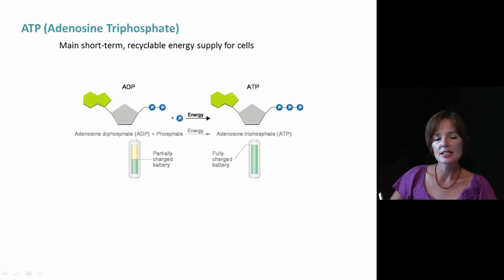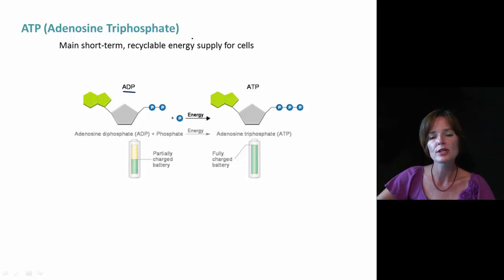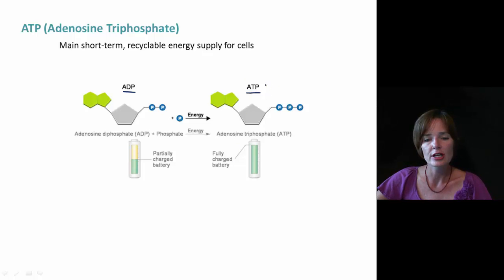If we look at ATP and think about it as a battery, this is what we have. It's a rechargeable battery. When it is not charged up, we call it ADP. Notice that ADP is just a partially charged battery. But if we charge it up, if we pack some energy in there, we call it ATP. So ATP is a fully charged battery.